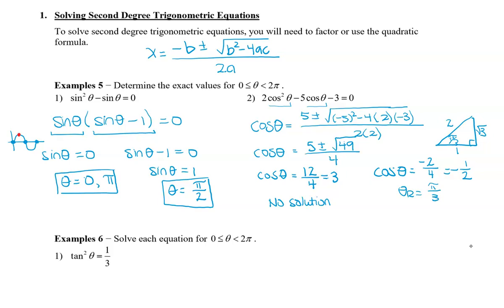And because cos theta equals negative a half, that means that the solutions will be in the second and the third quadrant, because that is where cosine is negative. So that means that we have theta is equal to pi minus pi over 3, which equals 2 pi over 3. And we also have theta equals pi plus pi over 3, which equals 4 pi over 3. So this question has two answers, 2 pi over 3 and 4 pi over 3.